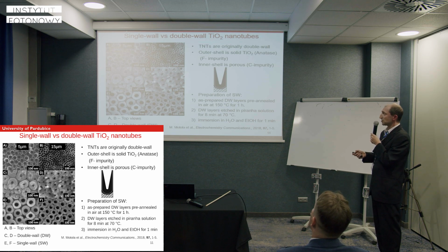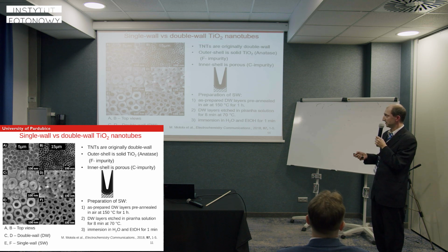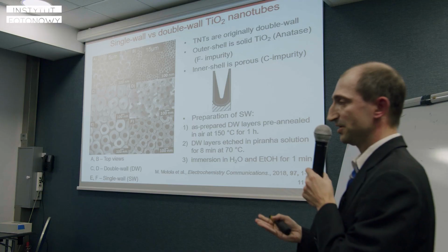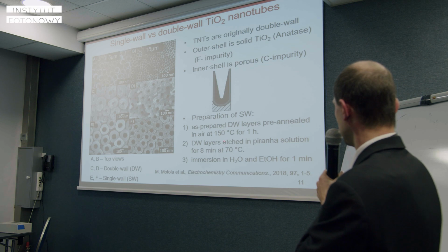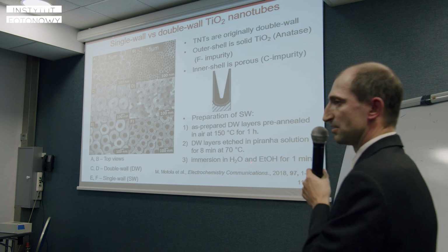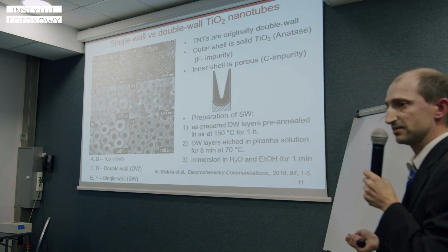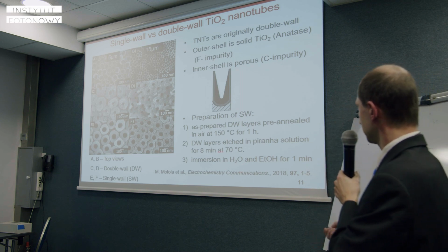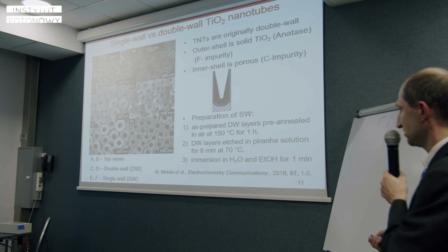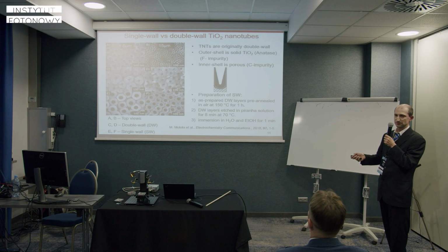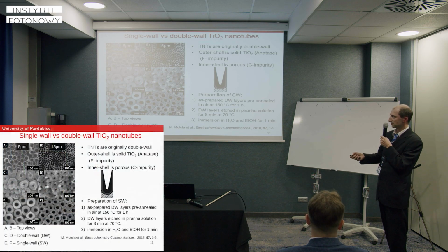And we can remove the inner shell very easily. This is the procedure for how to do that. If you have an amorphous material, you can preheat it to 150 degrees. Then etch it in the piranha solution, which is hydrogen peroxide and sulfuric acid, for a few minutes, and then clean it in water with ethanol. And then you get these nanotubes, which is the bottom part of that, and you can see only a single wall structure.